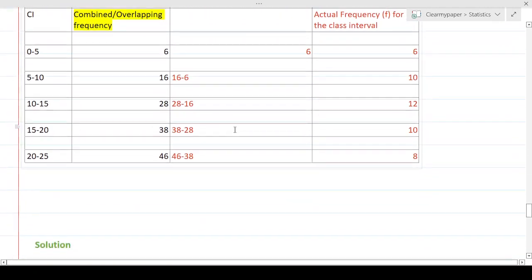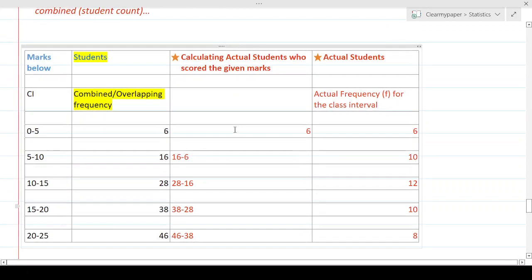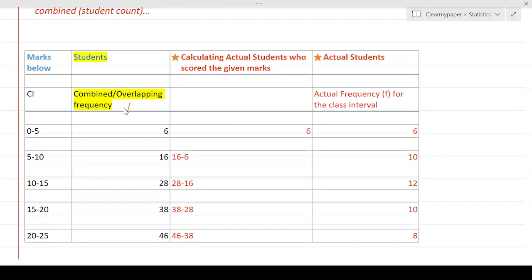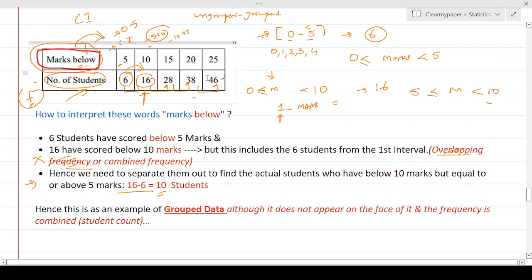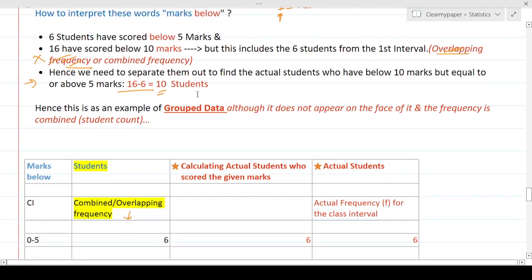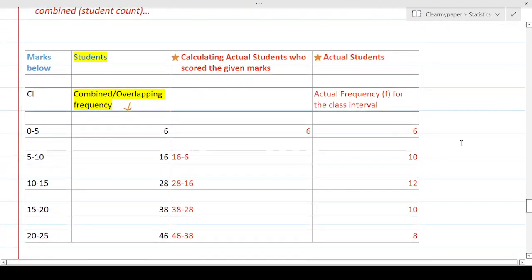I'm putting the class interval, and I also return the combined overlapping frequency that is given to us as it is: 6, 16, 28, 38, and 46. I've not made any changes here. I've just copied the number of students as frequency, and I'm calculating my changes over here. So the way I'm going to read this is, okay, this 16 students also include this 6 students. So I'm going to separate that out.